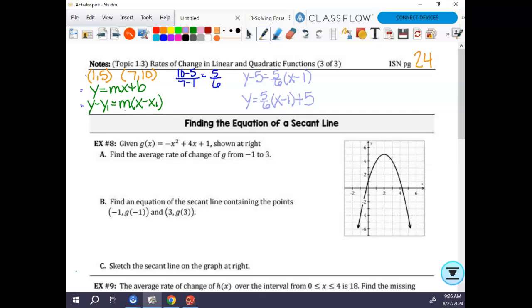Now, if I used the other point, then it would be y minus 10 equals 5/6 times x minus 7, which would give me y equals 5/6 times x minus 7 plus 10. Right. And those two equations look like they are of completely different lines, but once you multiply everything out, it ends up being exactly the same. Okay? But no reason to multiply it out. This one is where it's at.